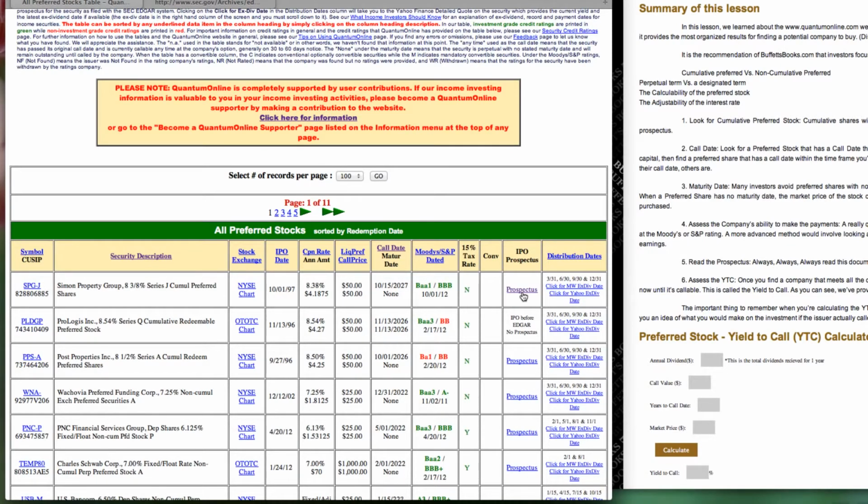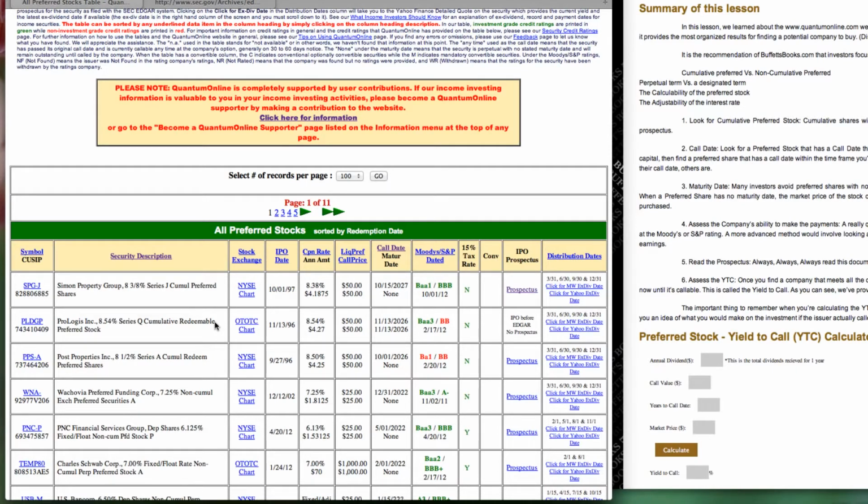And this website, I can't speak highly enough about it. Okay, so let's go ahead and talk about our second lesson objective, which is where can you find the essential information, and really what is the essential information? So we're just going to go step by step here. The first thing that I really look for, and this is something you're going to have to make a determination for yourself, is I want something that's a cumulative preferred stock.